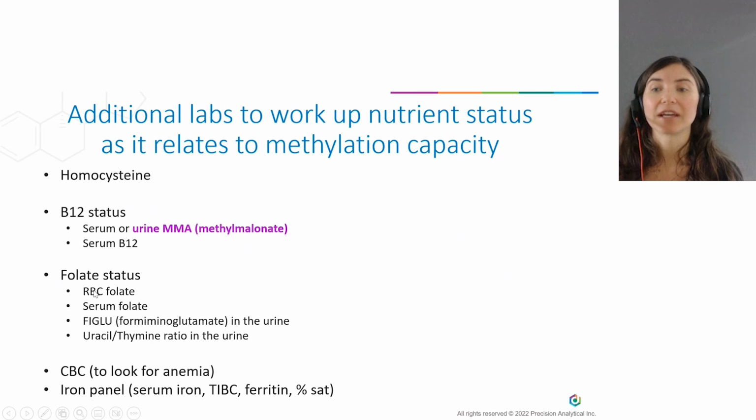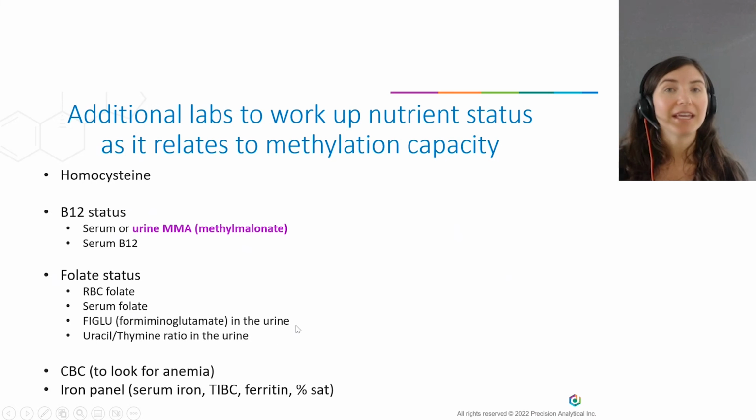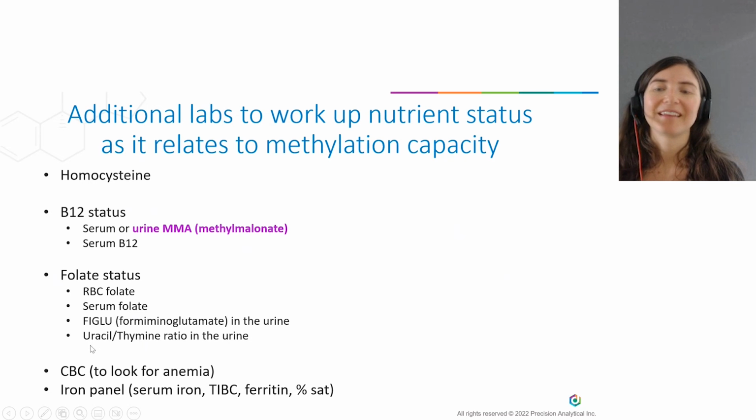Folate status, so we can look at folate in the RBCs, the serum, FIGLU. This is an organic acid in the urine. If it elevates, then folate can be low. And you can even look at the uracil-thymine ratio in the urine. So remember, the folate donates that methyl group to uracil, turning it to thymine. So if you've got more uracil to thymine, if you've got a higher ratio, it could mean that you've got lower folate, right?